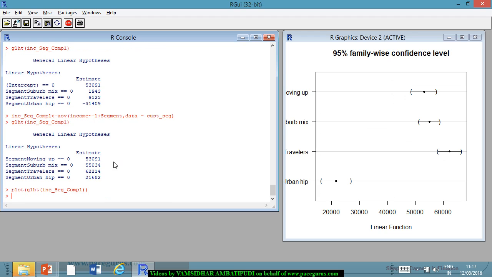This is how the plot is coming up. The moving up, this is the range. Suburban mix, this is the range. Travelers, this is the range. Whereas the urban hip is coming out in this range. It looks as if these 3 intervals are more or less overlapping, but only this one is looking far away from the rest. But here the margins are typically going off, right?